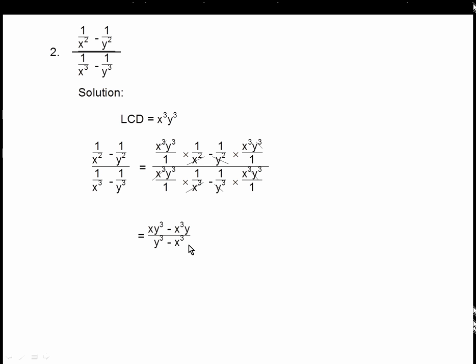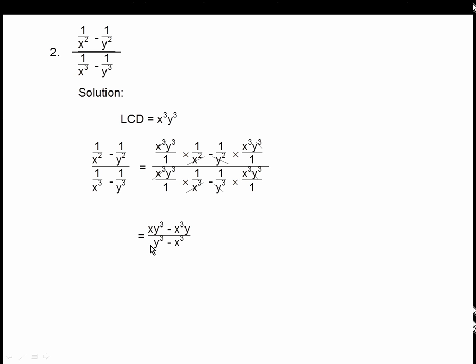Now notice it reversed alphabetical order, but it did it all by itself. I didn't force it to happen. Again, it still amounted to multiply each numerator by factors from the LCD that are not in its denominator. So it's like this guy misses an x and a y cubed. This one misses an x cubed and a y. This one missed the y cubed. This one missed the x cubed.